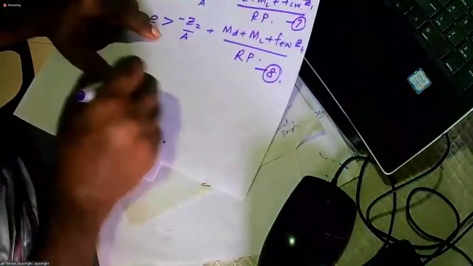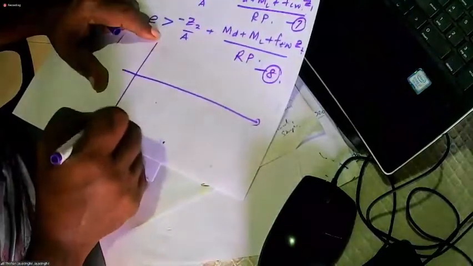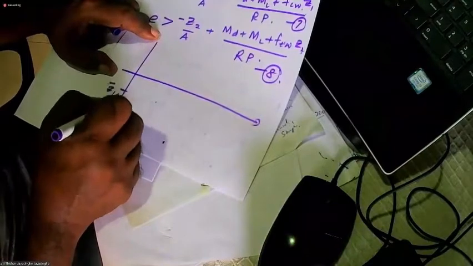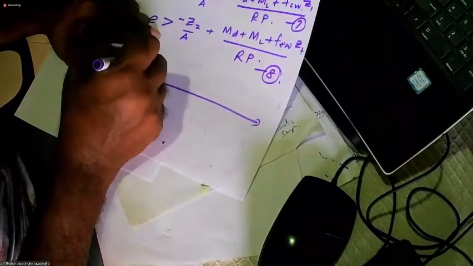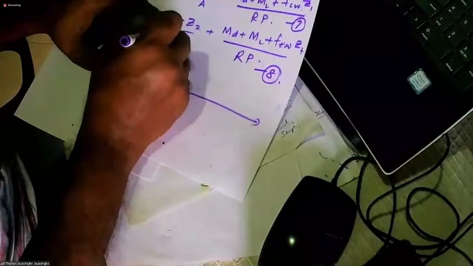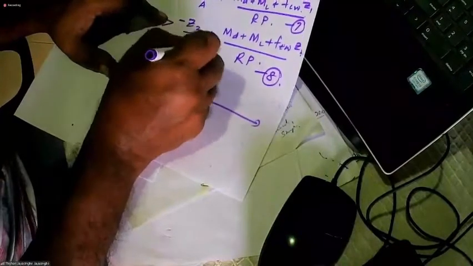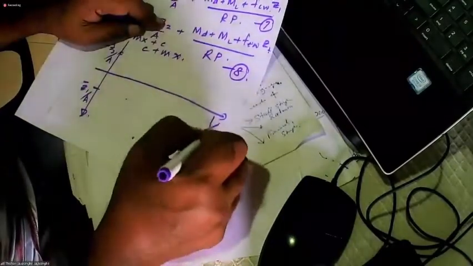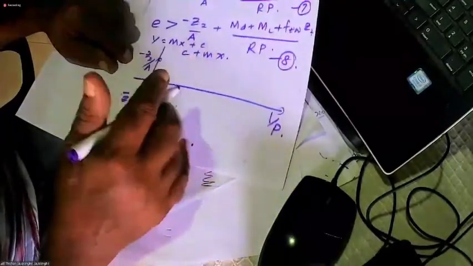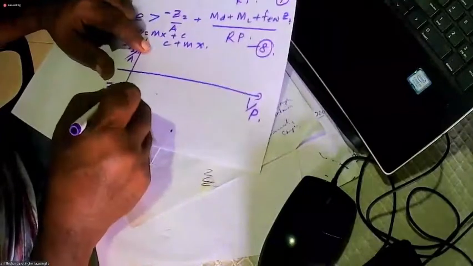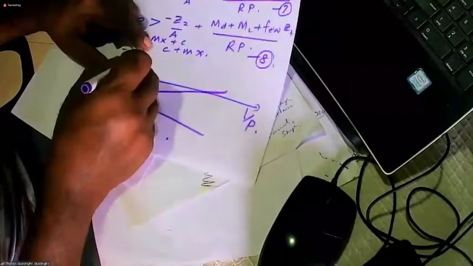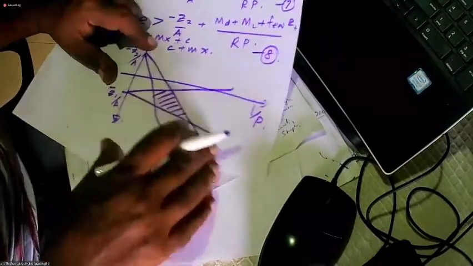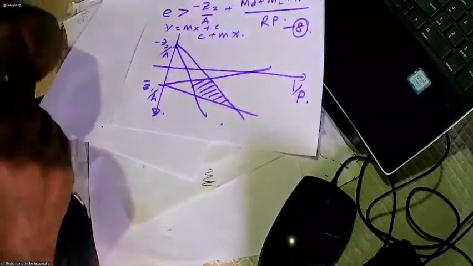And what we do is, we draw the Magnel diagram, marking Z1 over A here, that is positive, Z2 over A is negative. This is Y is equal to mx plus C, or C plus mx. So this is 1 over P. And here, from Z1 you get two equations going that way. From Z2 you get two equations. And this is the feasibility region.